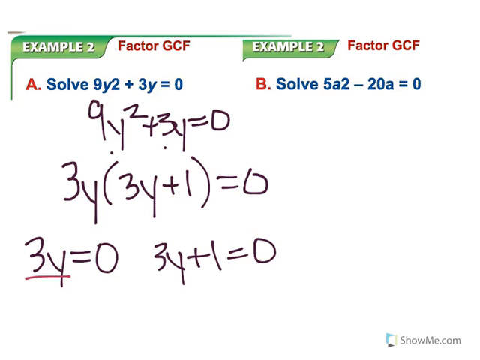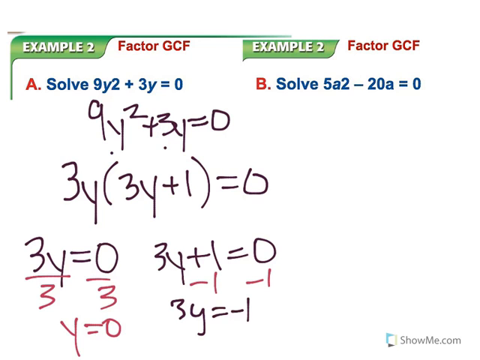In the first one, if I divide by 3 on both sides, I know that y is equal to 0. And then the other one, we're going to solve by subtracting 1 from both sides, and we get 3y is equal to -1. And then we're going to divide by 3, and we get y is equal to -1/3.